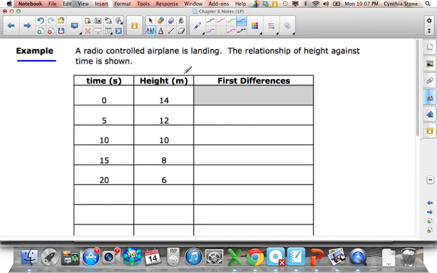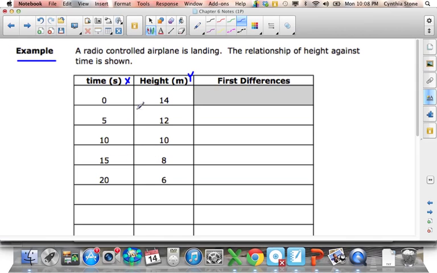Okay, our last example in 6.1 is again an application type problem. It's a table of values. These are my x values, here are my y values, and it represents an airplane landing starting at time 0. Time 0 could be, say, right now, and then we start counting. Right now the airplane's at 14. Five seconds later, it's dropped 2 meters. It's at 12 meters. Another 5 seconds later, it's dropped another 2 meters. So that's what's going on in this table.